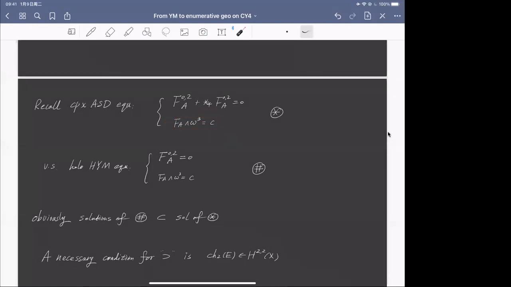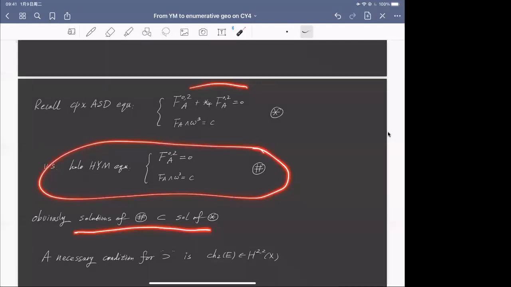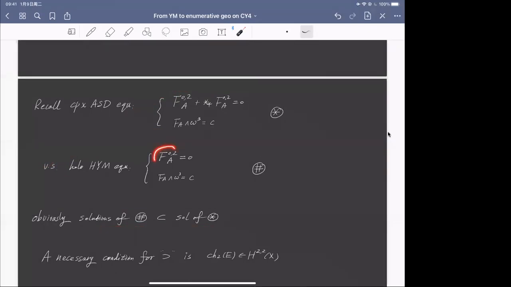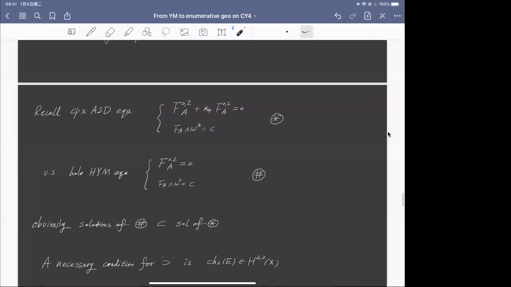So obviously, the solutions of the second equations are solutions of the first equations, because if this is 0, definitely if you apply this star 4 operator, which is non-degenerate, then this is 0, and the whole is 0. Definitely, because we want to link with algebraic geometry, we want to find a condition under which these two solutions are maybe the same.